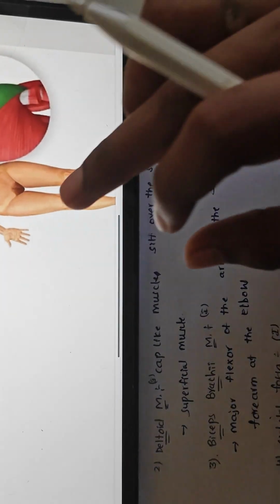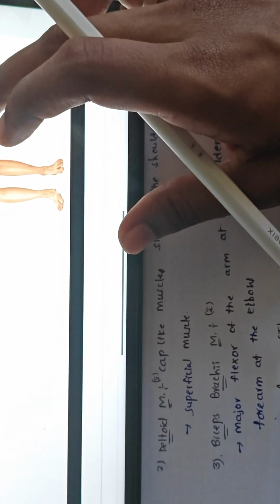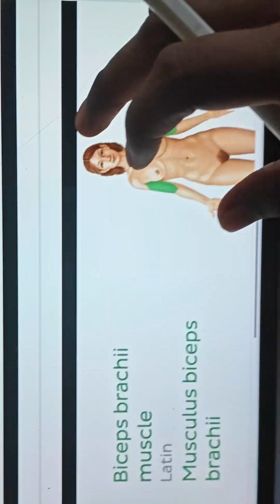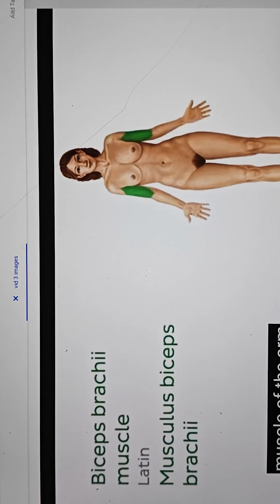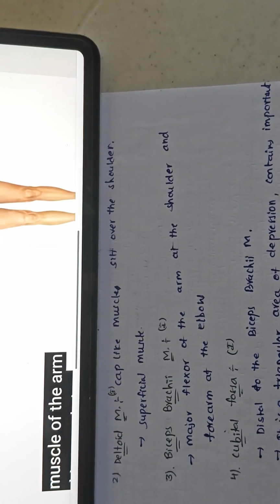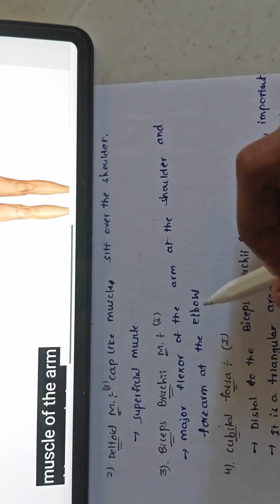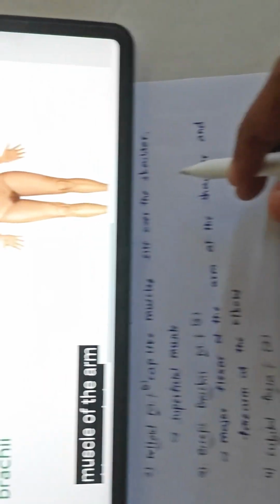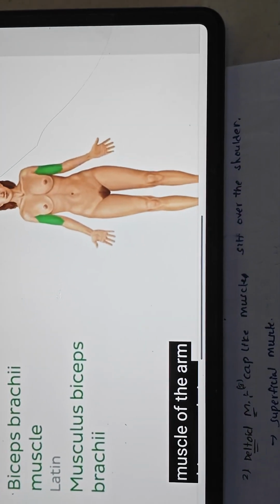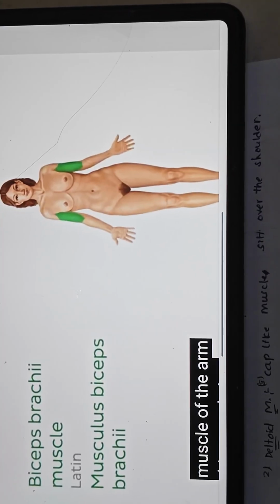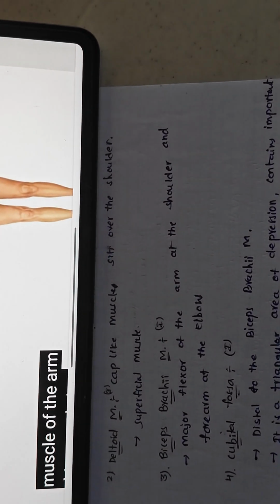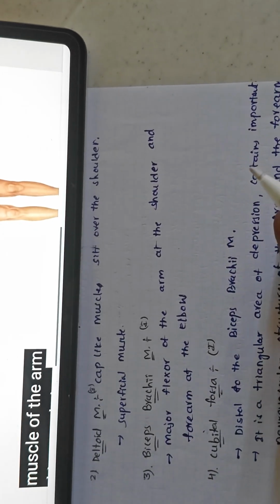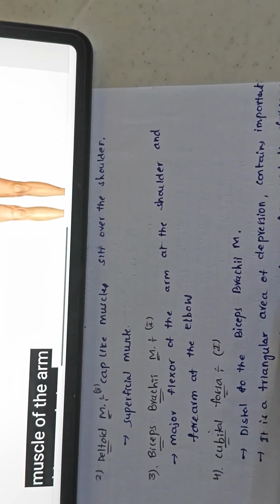Our next surface landmark is biceps brachii muscle. This one is the biceps brachii muscle. They are the major flexor of the arm at the shoulder, and forearm at the elbow. They are flexor muscles, and the biceps brachii muscle has two heads.